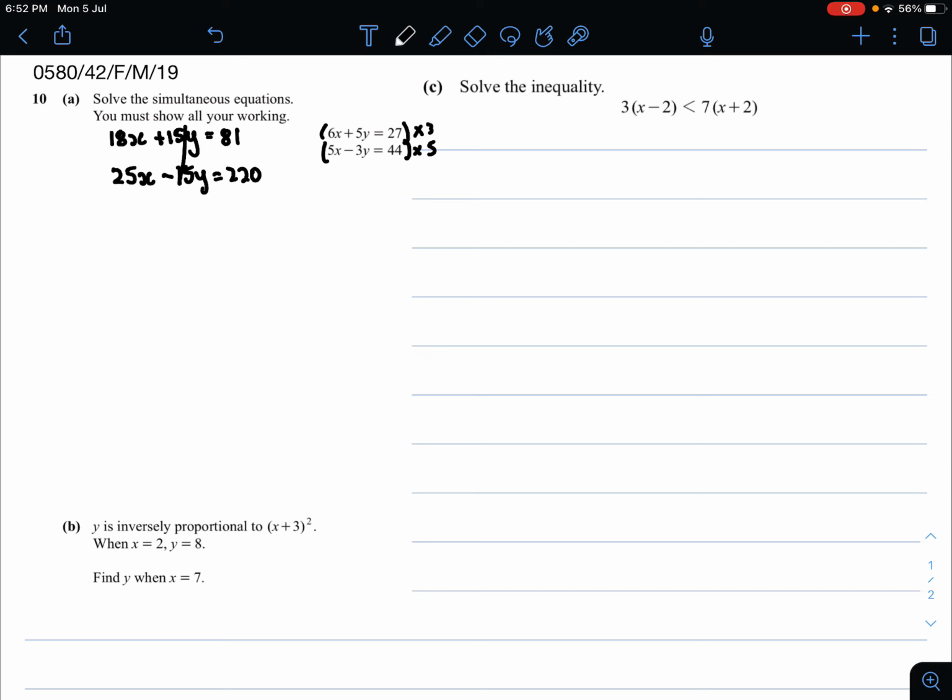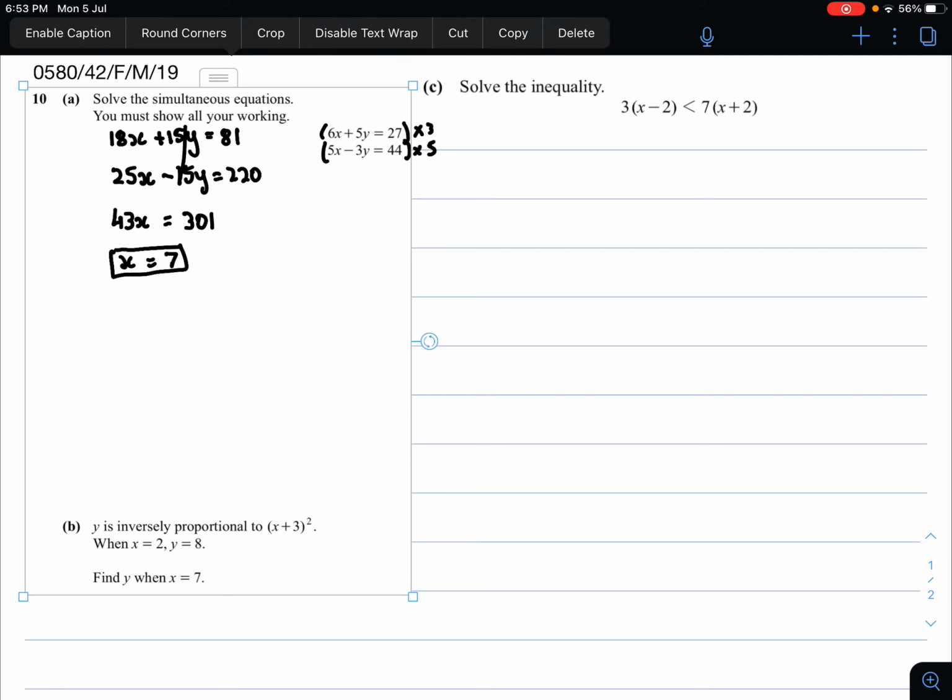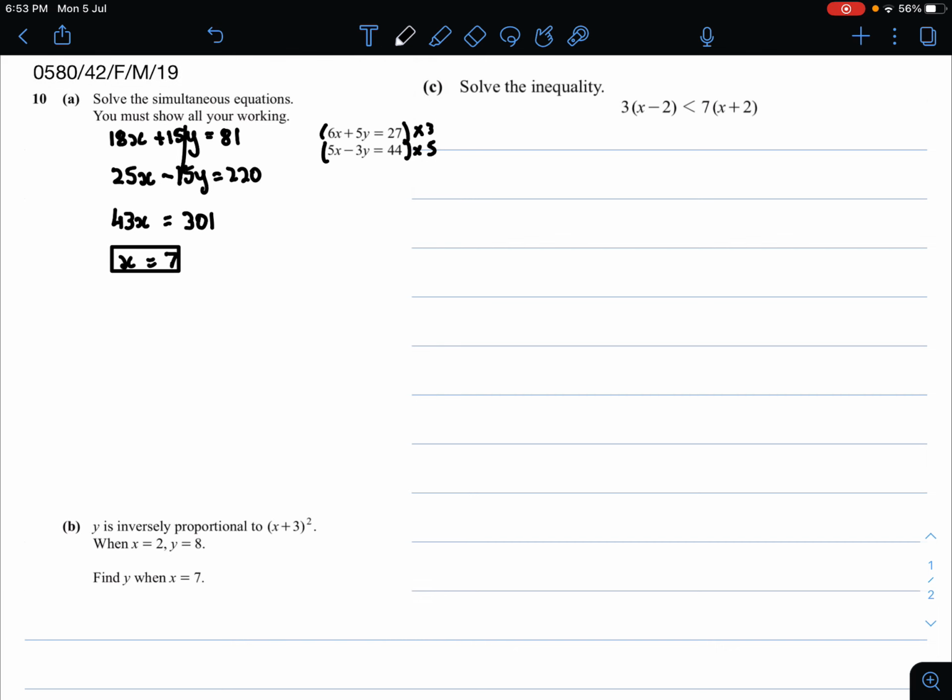The positive and negative 15y get cancelled, so we are left with these two equations. So 18 plus 25 will give us 43x is equal to 301, because 220 plus 81 is 301. Therefore x is equal to 301 divided by 43, which is 7. Therefore 7 is your final value of x.